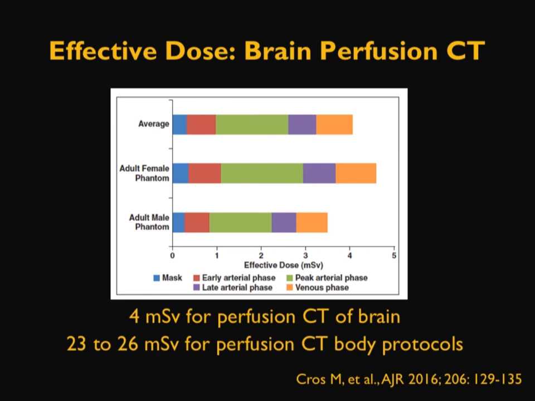Here is a study demonstrating the typical effective dose in brain perfusion CT. This involves multiple segments of the perfusion study: a mask, early arterial phase, late arterial phase, peak arterial phase, and venous phase. Together, on average, it's about 4 mSv for perfusion CTs of the brain, and can be as high as 23 to 26 mSv for a perfusion body CT protocol.